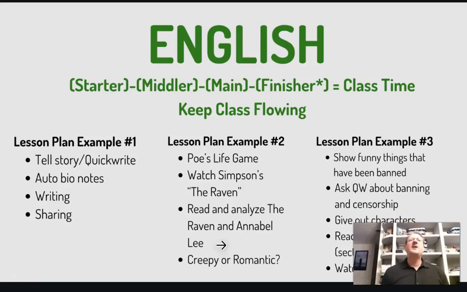Third lesson plan, if I'm doing a novel, this is how I would start Fahrenheit 451. We know the novel is about banning books, among other things. I would start with some funny things that have been banned around the world. I would explain, hey, here are some funny things that people have banned. Get students to laugh, get them interested. Then we have one more serious conversation about banning and censorship.